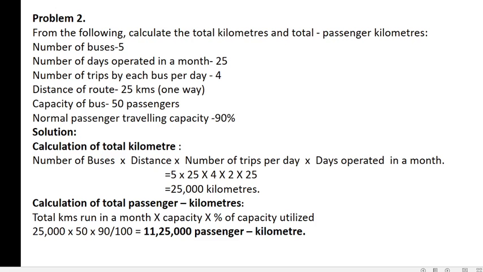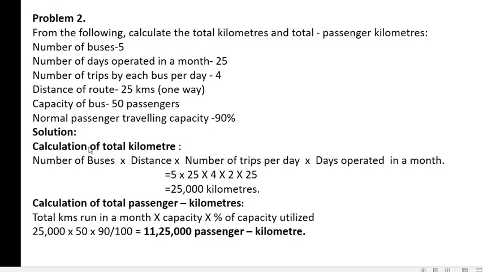Now we move on to the second problem. From the following, calculate the total kilometers and total passenger kilometer. Number of buses 5, number of days operated in a month 25, number of trips made by each bus per day 4, distance of the route 25 kilometers, capacity of the bus 50 passengers, normal passenger traveling capacity 90%. From the above information we have to calculate total kilometers and total passenger kilometers.